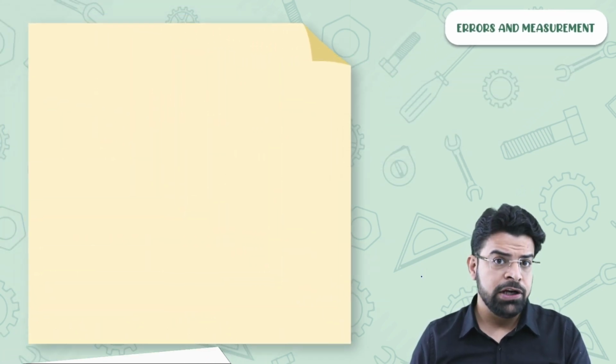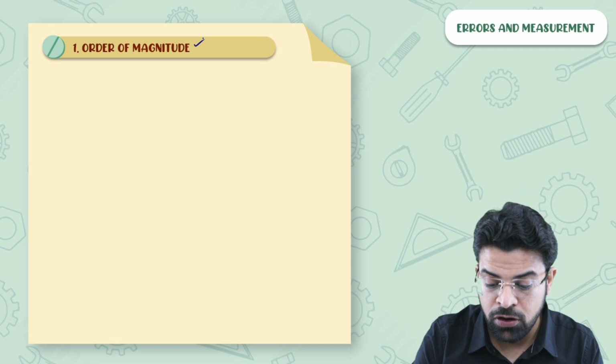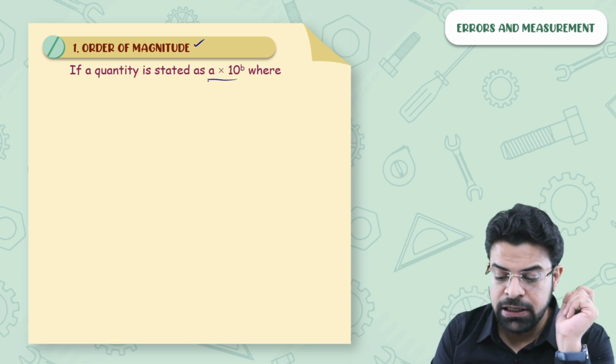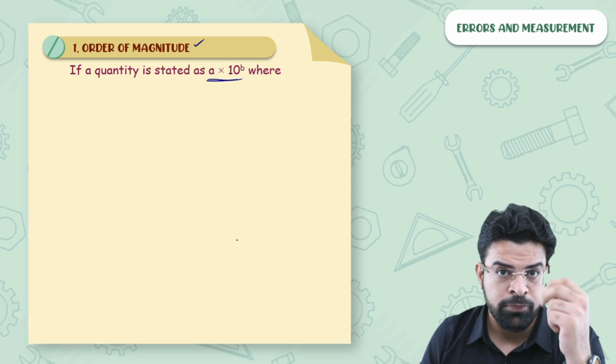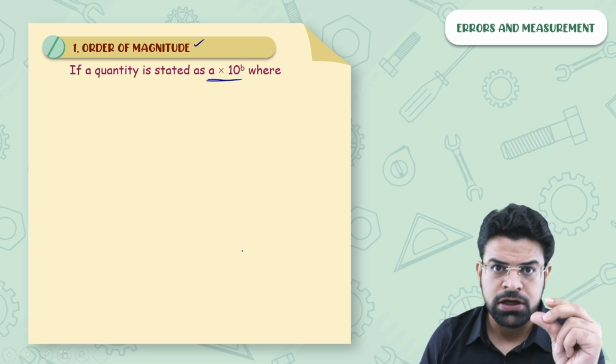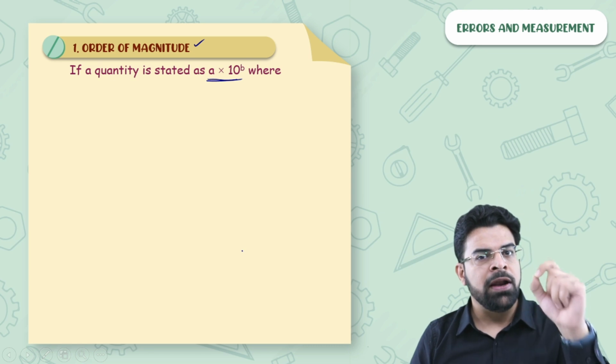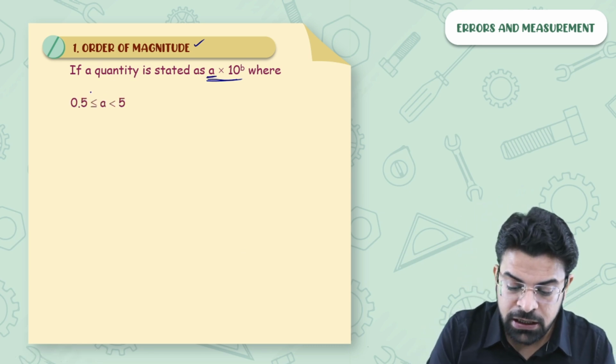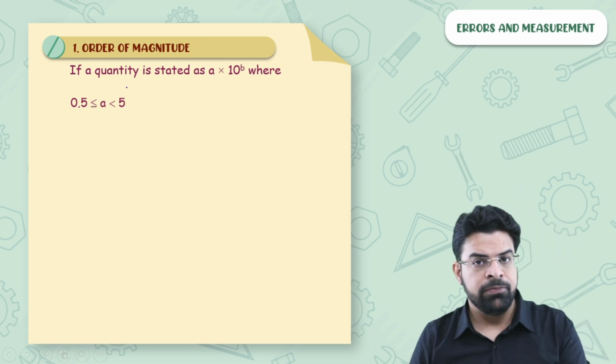So the first thing we need to talk about here is called the order of magnitude. If you have any quantity written in the format of a into 10 raised to the power of b, rewrite the quantity such that a lies between 0.5 and 5.